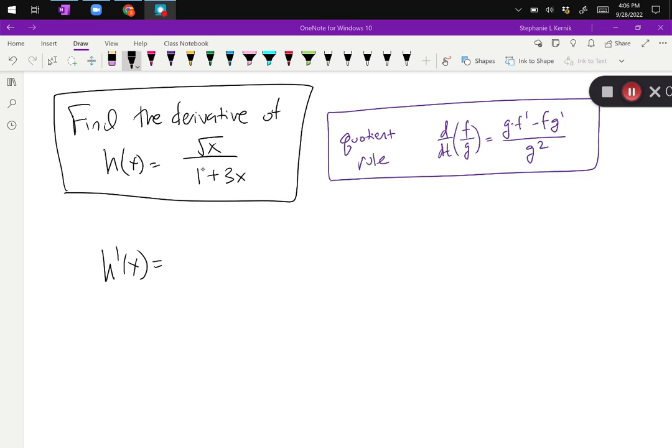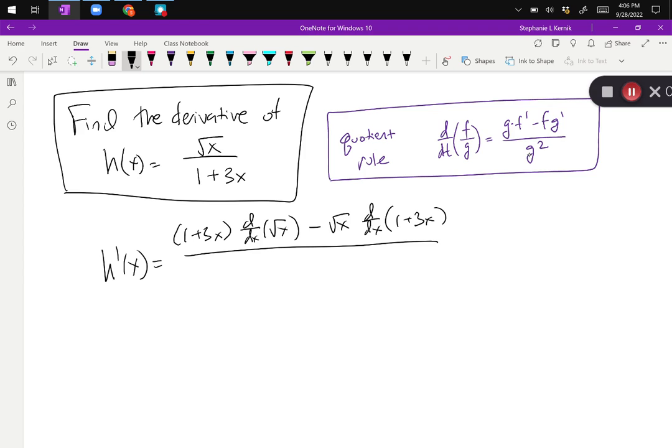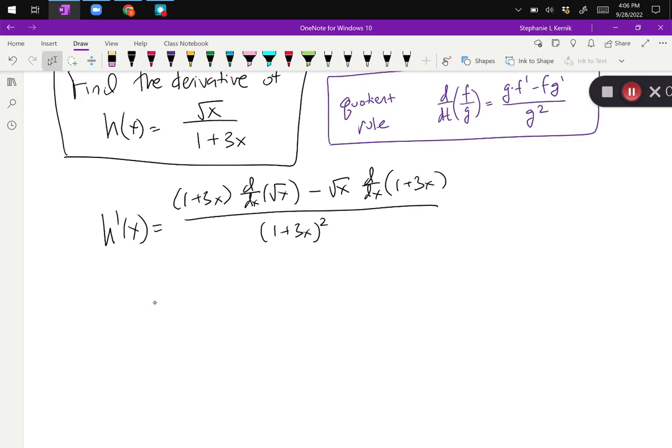So, writing it out for this problem, it's going to be the bottom, low, times the derivative of the top, so it's going to be 1 plus 3x times the derivative of the square root of x, then minus high d low. So, the square root of x as it is times the derivative of 1 plus 3x all over the bottom squared, so all over 1 plus 3x quantity squared. Now it's time to take these derivatives.